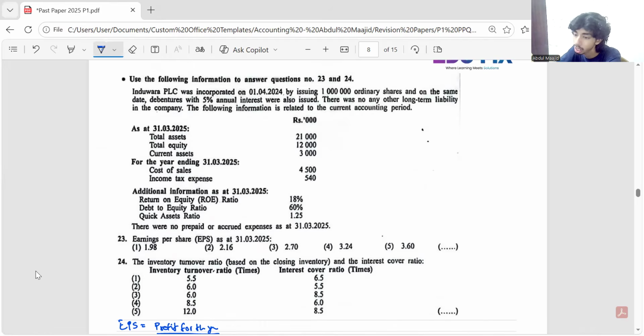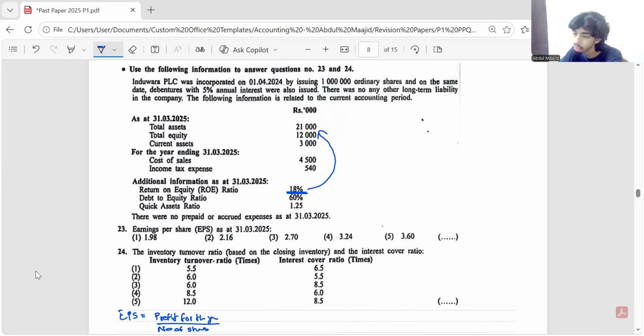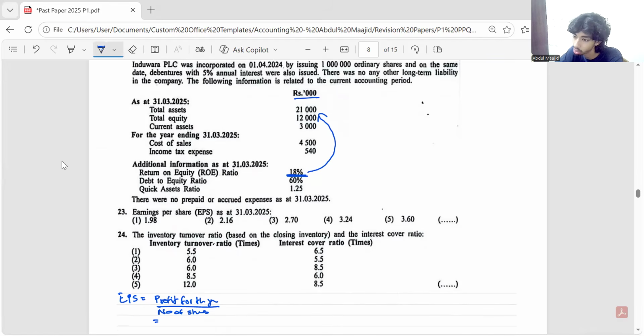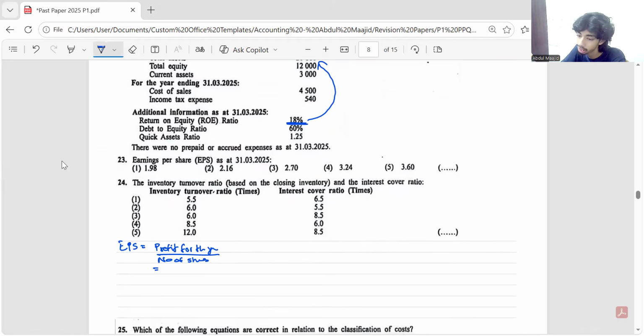Here, return on equity 18%. What is return on equity? Return on equity means how much percent you are getting as your profit compared to your equity, right? Return on equity is 18% of equity now. That means your profit is 18% on equity, right? Equity is 12,000 and 18% of 12,000 is 2,160. Then your profit for the year is 2,160,000, divided by the number of shares.